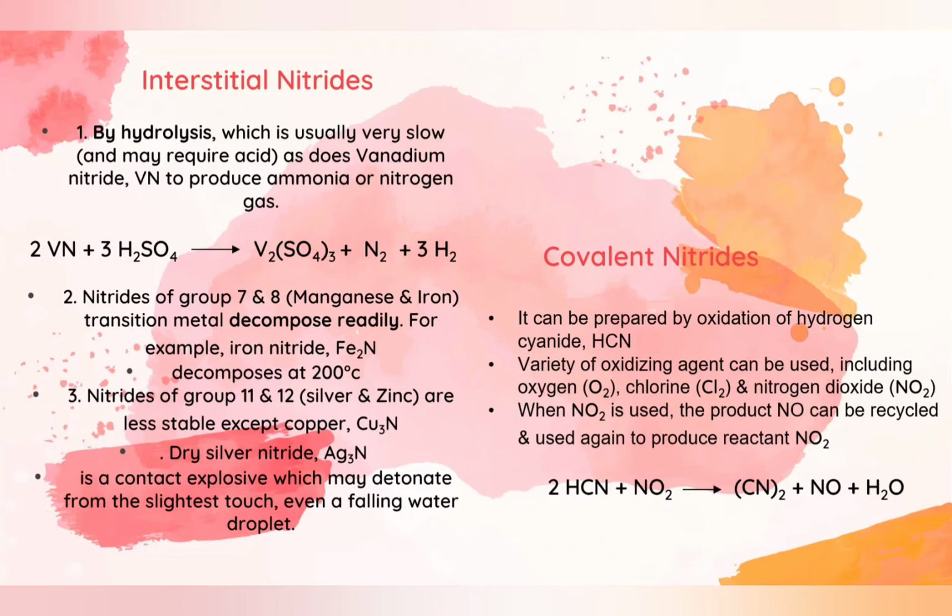Then, let's move on to covalent nitride. It can be prepared by oxidation of hydrogen cyanide. A variety of oxidizing agents can be used, including oxygen, chlorine, and nitrogen dioxide. When nitrogen dioxide is used, the product nitrogen oxide can be recycled and used again to produce reactant nitrogen dioxide. 2 mole of hydrogen cyanide plus nitrogen dioxide will produce cyanogen and nitric oxide and water.